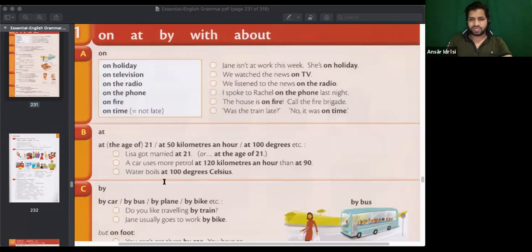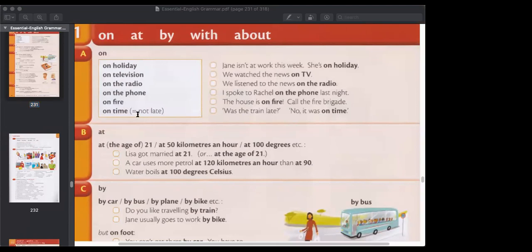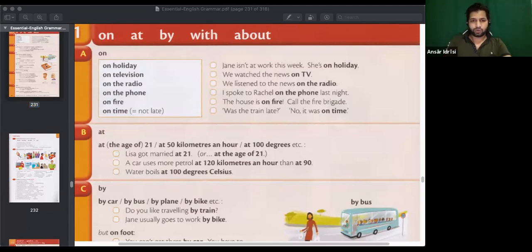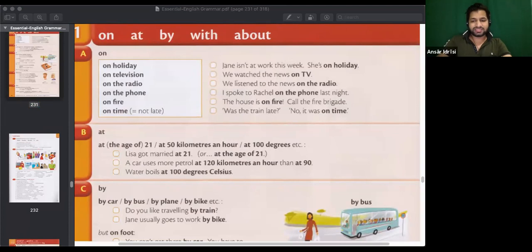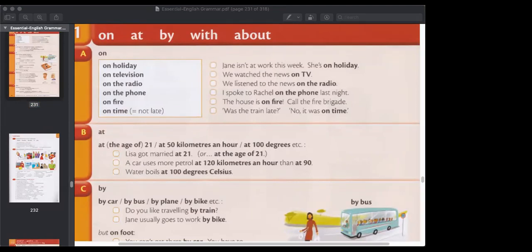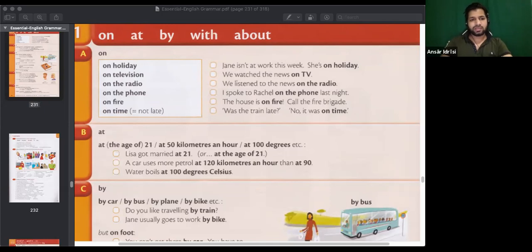When to use in, can you please tell me once again? When something is big and when something is inside. We use in when something is big and when something is inside. When do we use on? Surface. For the surface, we are going to use on. And when do we use at? At the specific, exact position. For the exact position, we are going to use at.